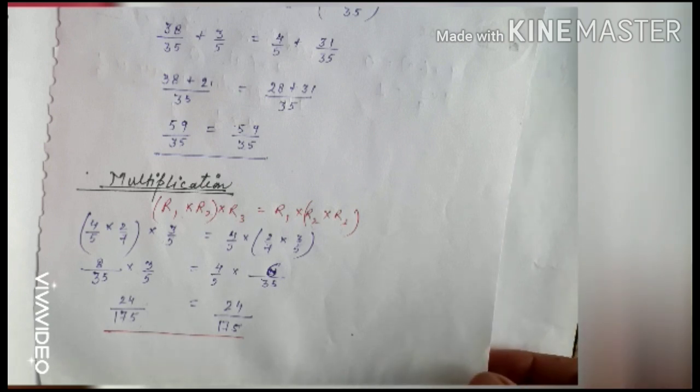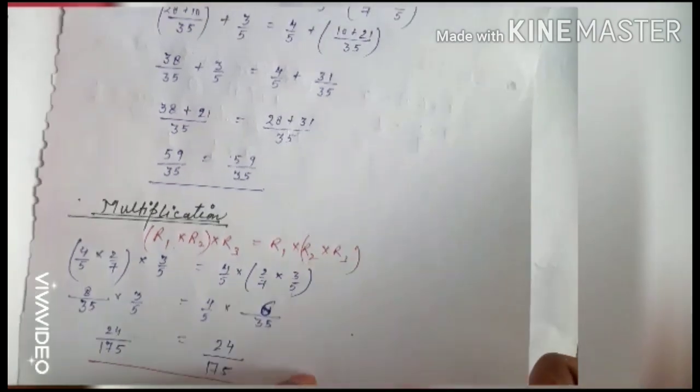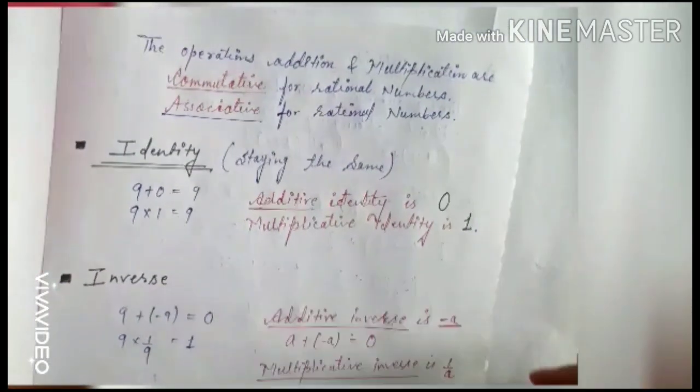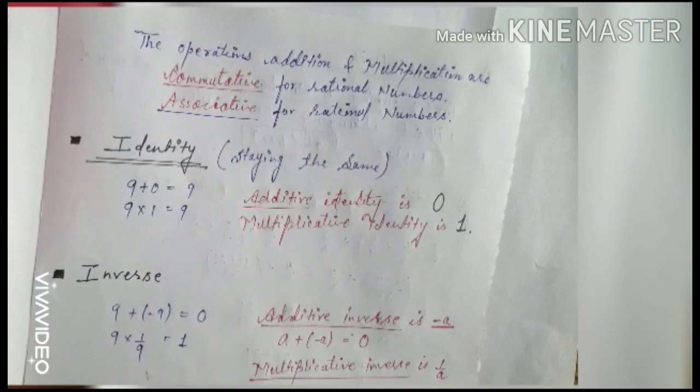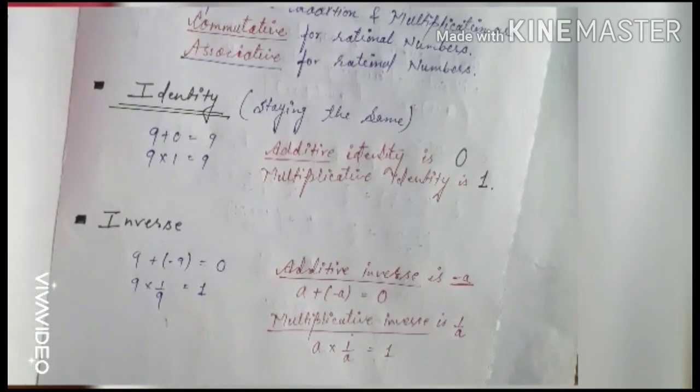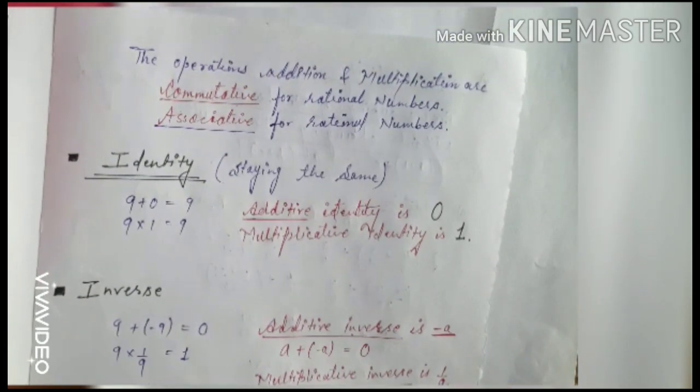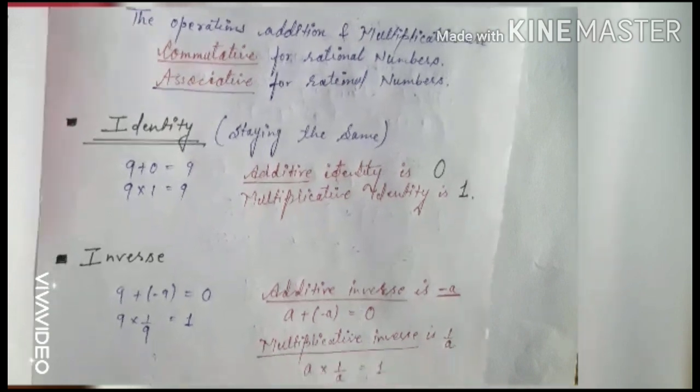That means we can say that multiplication is associative for rational numbers. You will do subtraction and division yourself, and you will find that both subtraction and division do not hold the associative property. Now, at the last, we can say that the operations addition and multiplication are commutative for rational numbers, and associative for rational numbers.